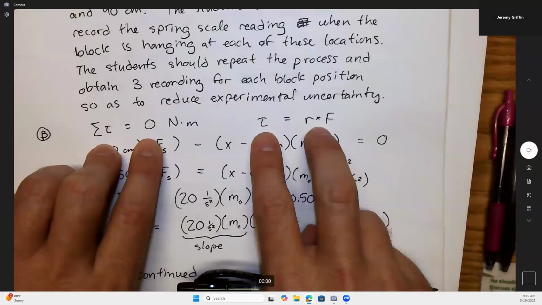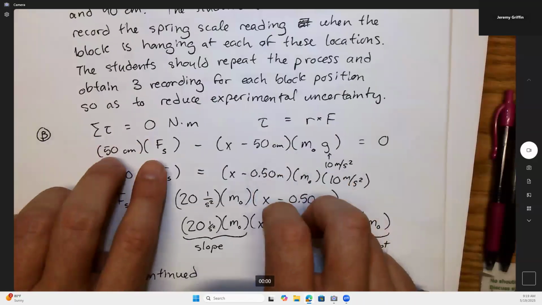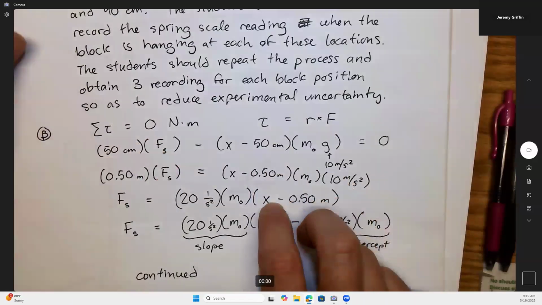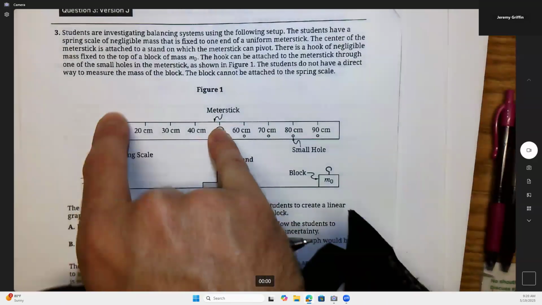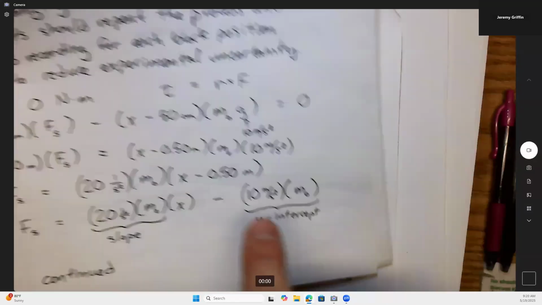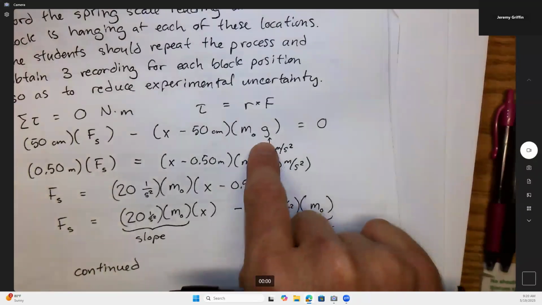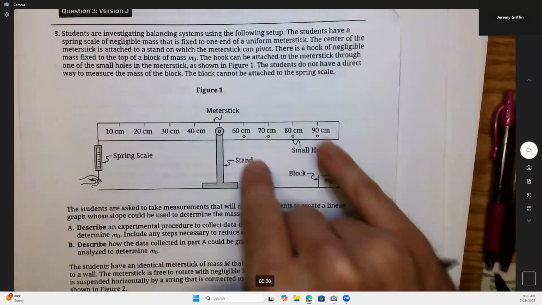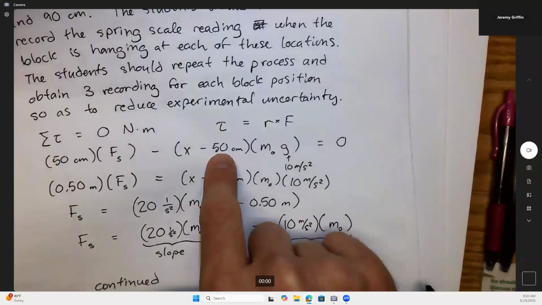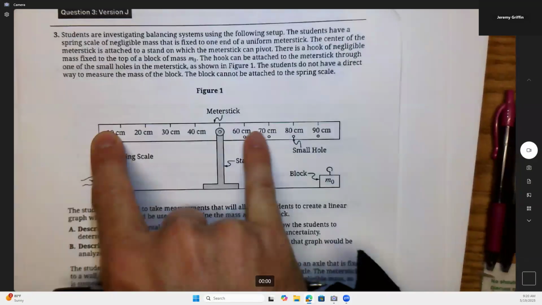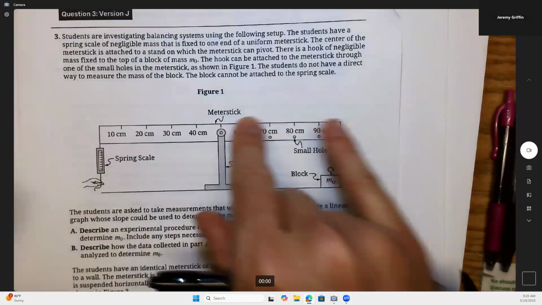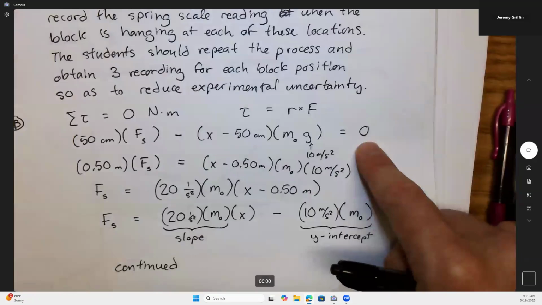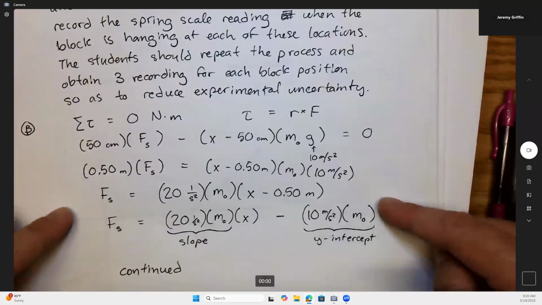And torque, you guys know, is r cross F, one version of it. So 50 centimeters times the spring force. That looks like counterclockwise. It has to balance out with the weight of the block, so that's M times g. Don't forget g. So M times g acting at x minus 50 centimeters. Whatever this x distance is, minus this 50 would give you this arm over here. Is that true? Something like that. That would have to zero out. And then you can do algebra.